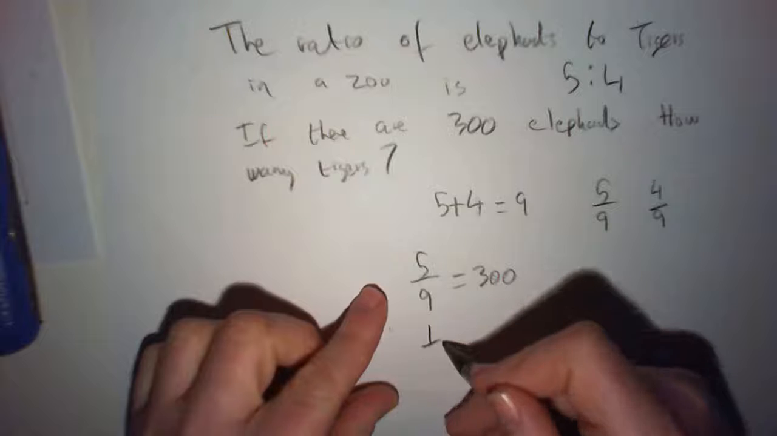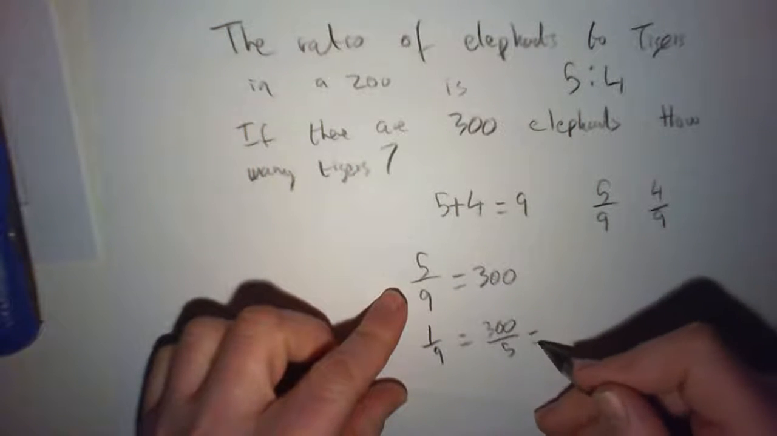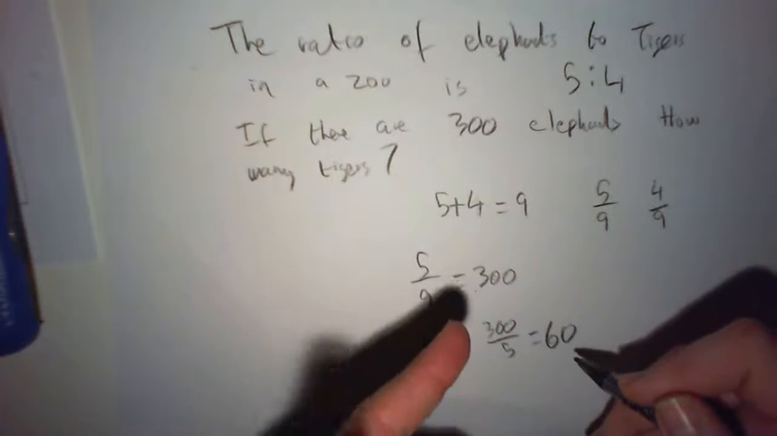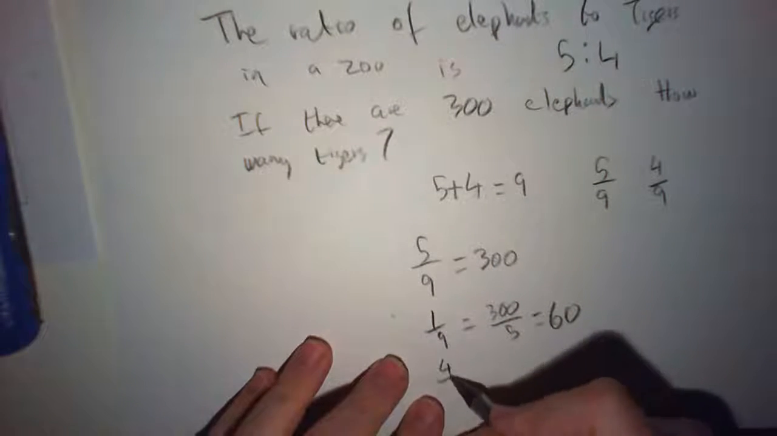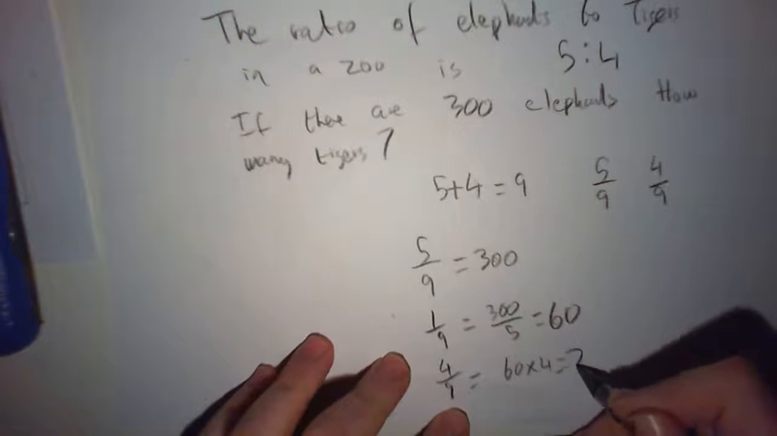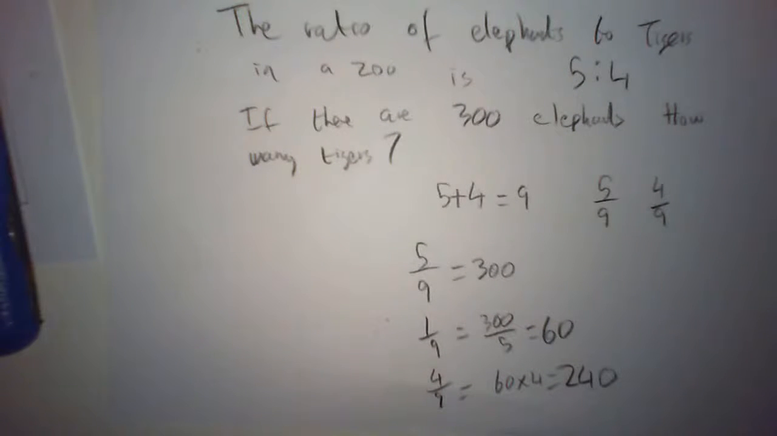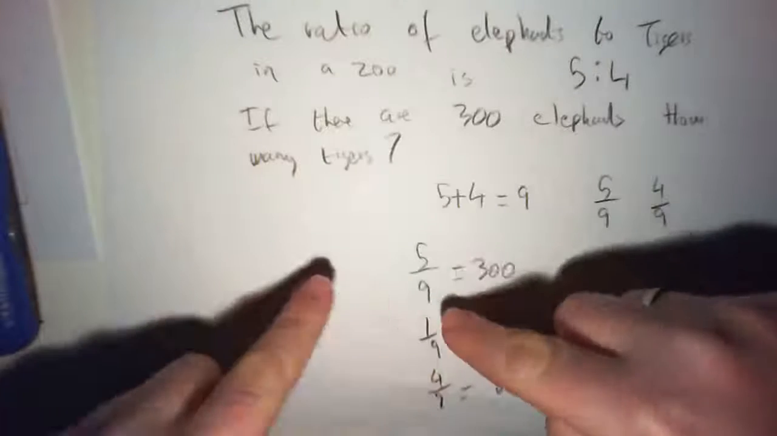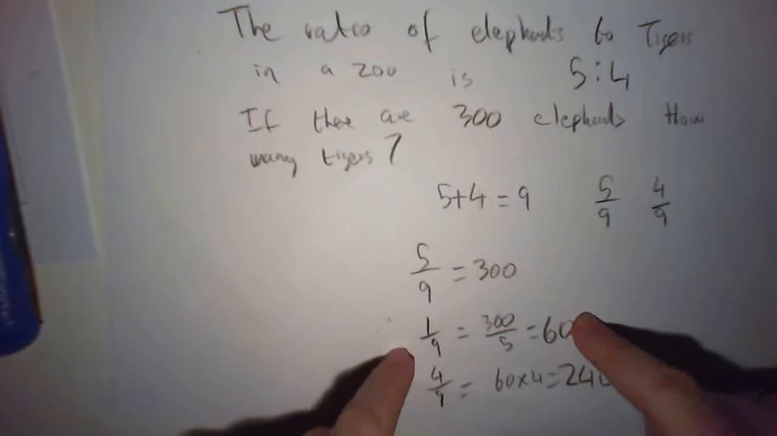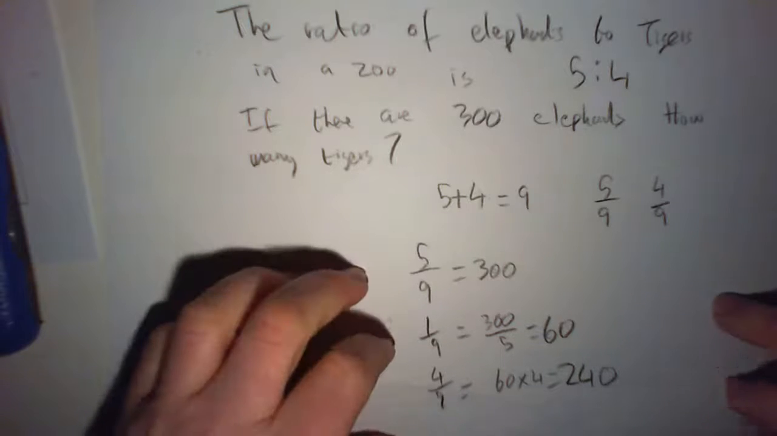300 divided by 5, which is 60. So 1/9 is 60, but I want 4/9, which is 60 times 4, which is 240. Okay, so there you go. Right? Cool. That's a bit tougher. Okay, you have to turn your ratio into proportion, bring it down to a unitary if you can, and then bring it back up. You don't have to bring it down to a unitary if you know what you're at, but it does help.